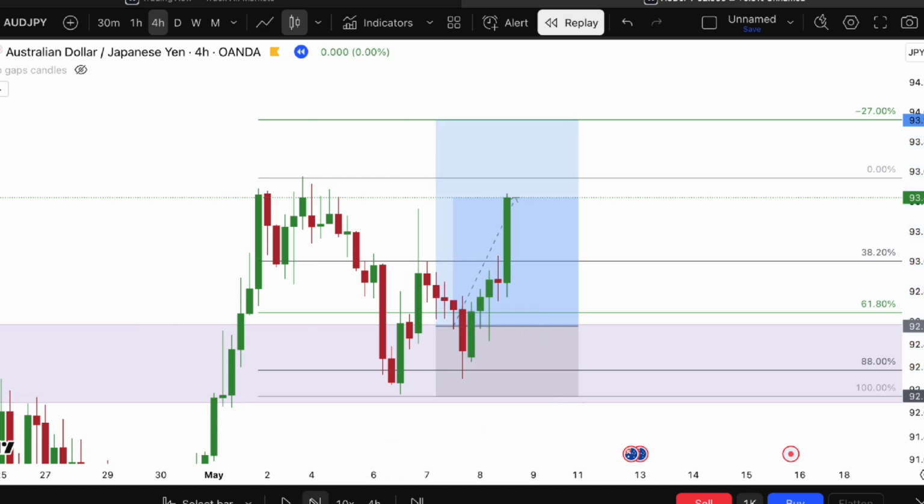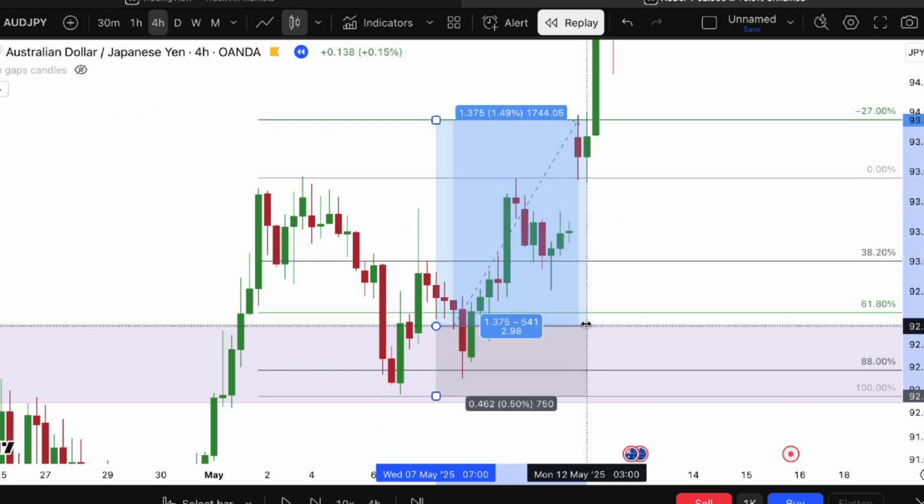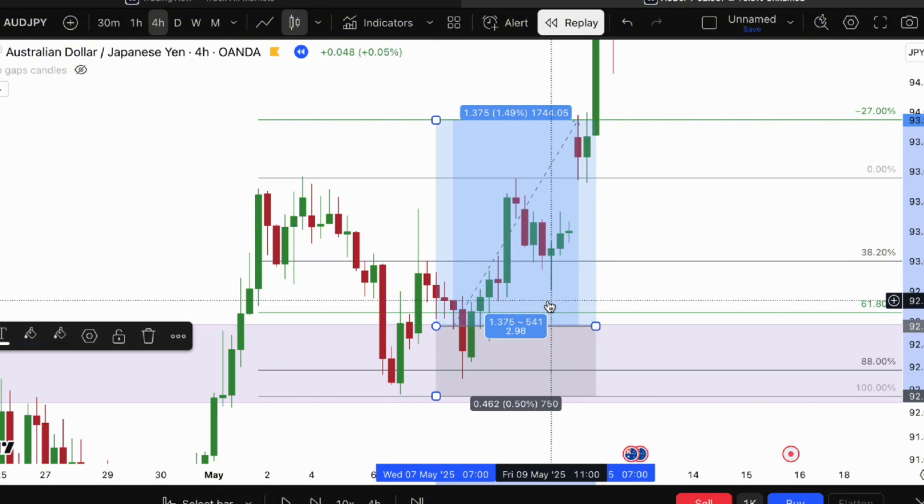Only thing we're waiting for now is our take profit to get hit. And as you can see, our take profit has been smashed. So this was the 1 to 3 on the Australian dollar versus the Japanese yen.